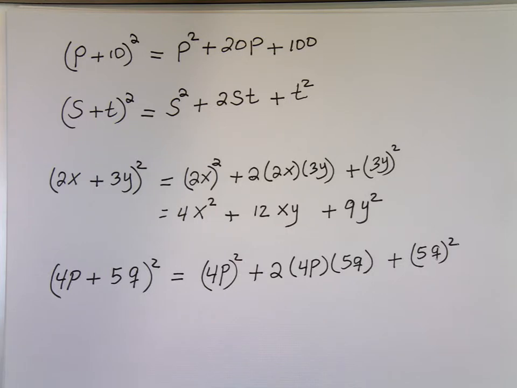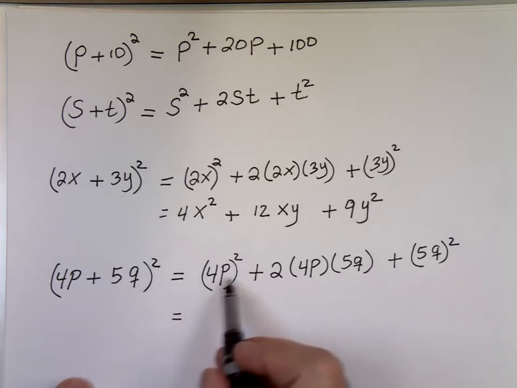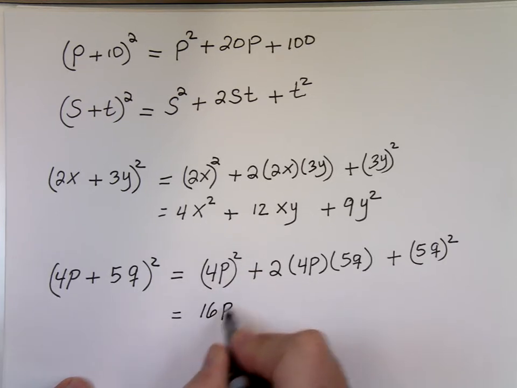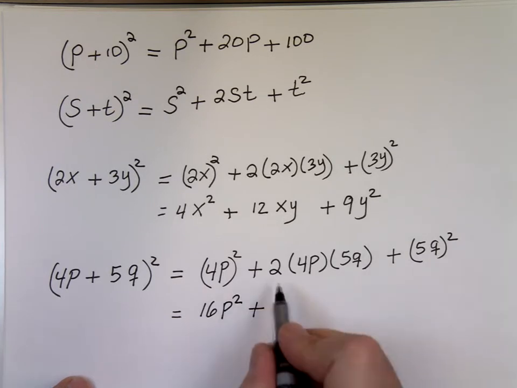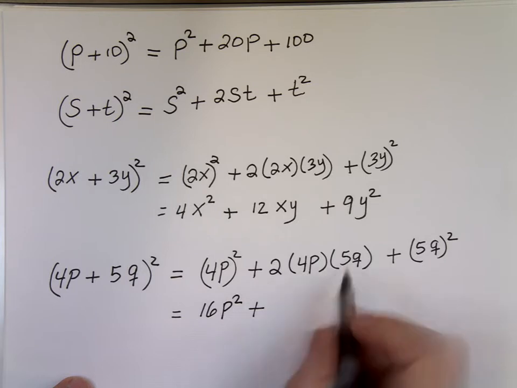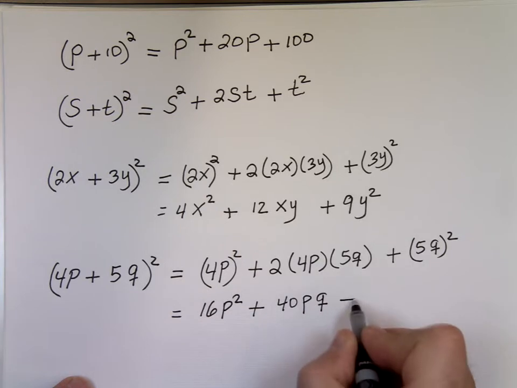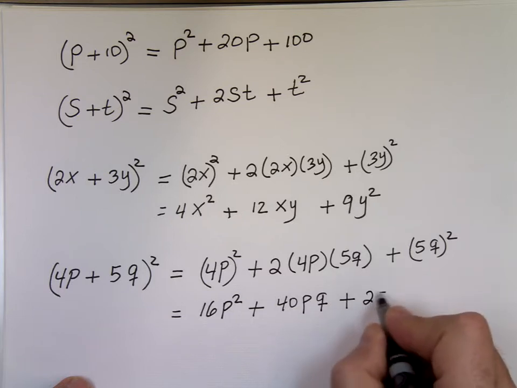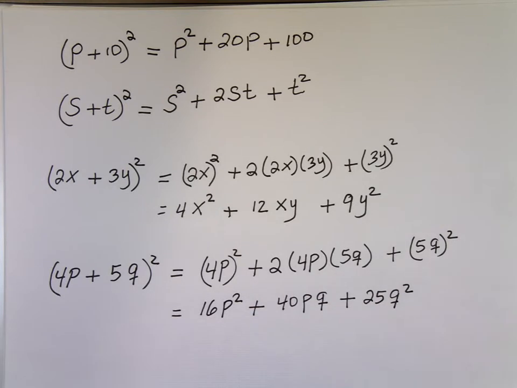Okay, how are you getting the 2, 4p? I'll come back to that. Now square this one, which is what? 16p squared, plus 2 times 4, 8 times 5, 40pq, plus square the second one, 25q squared. The question, I'm not sure where you're getting the 2 here.